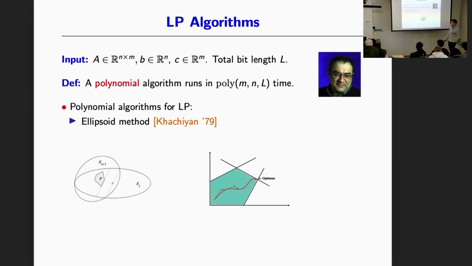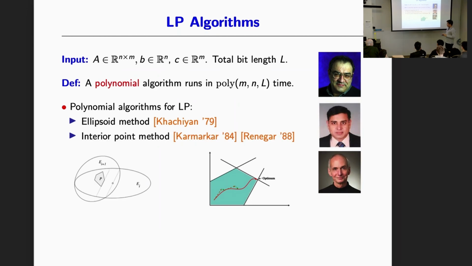There are 2 well-known classes of polynomial algorithms for linear programming. The first is what's called the ellipsoid method, given by Khachiyan. And the second class are called interior point methods, first developed by Karmarkar and Renegar, which will be the focus of today's talk.